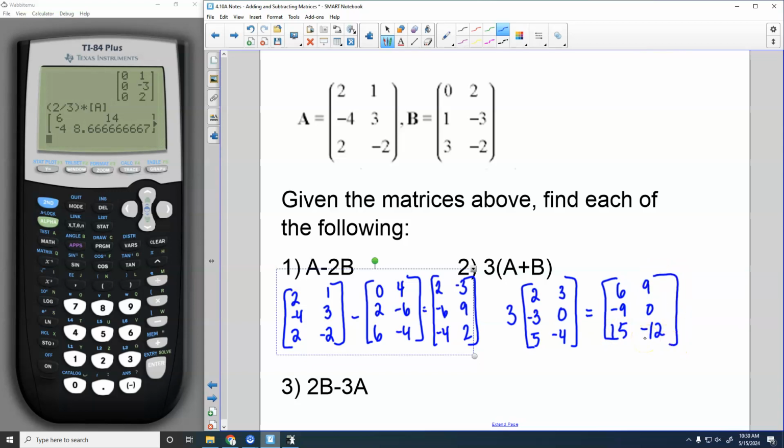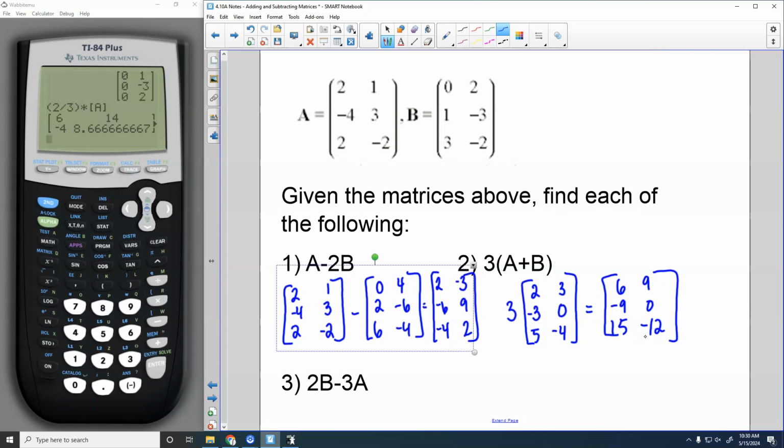But you definitely could multiply both of them by 3 first and then add them together. That would give you the same. You guys try 3 on your own. I'm going to freeze my screen while I do number 3.